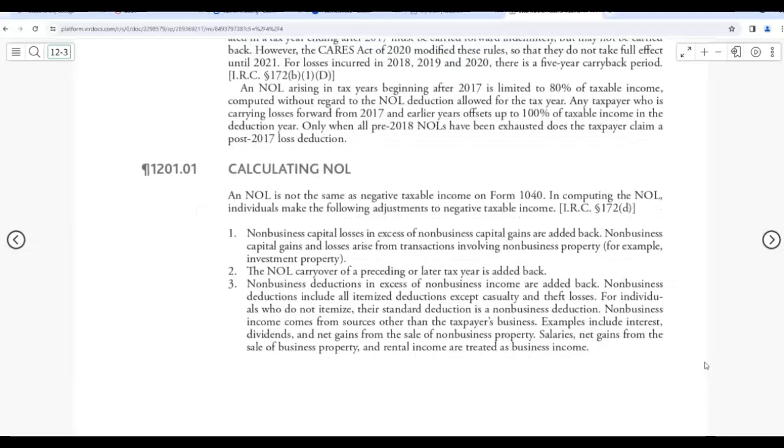Okay. How to calculate net operating loss? Here it says how to do it. But I think instead of reading this and leaving you more confused, it's better if we find an example. But of course, you are free to read this. We might come back if needed, but for now, let's go to an example.